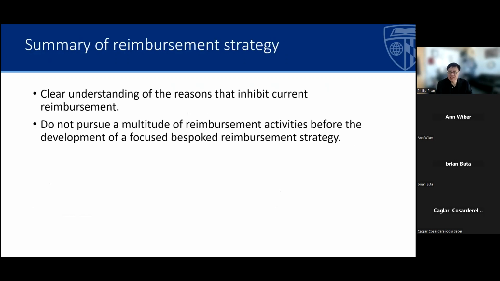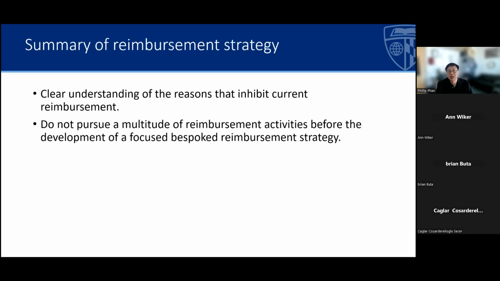So the summary of your reimbursement strategy is that you need two things. You need a clear understanding of the reasons that inhibit current reimbursement, which means you need to know the reimbursement landscape. If you don't feel that you can do that, you can hire consultants to do that for you. That's an additional cost, but it might actually be cheaper to hire a consultant. There are lots of companies that do this kind of thing, and you can go through that channel, but I would argue that even if you use a consultant, you should try to do this yourself. You should become familiar with that landscape, especially if this is going to be your primary revenue stream.